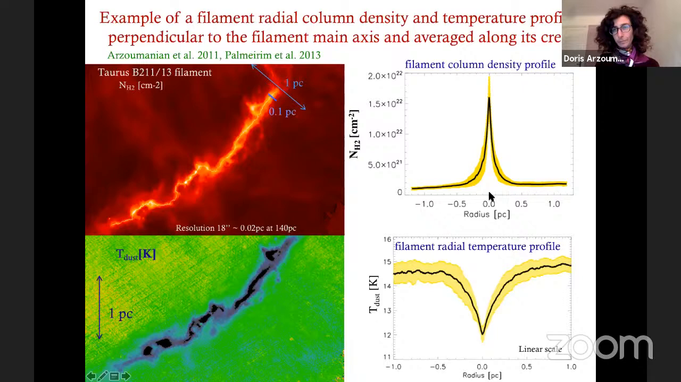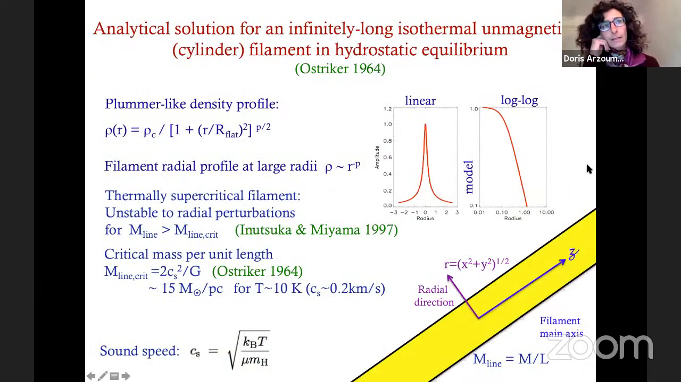And then what we can do is to model this observed column density profile. And for that, what we do is to consider that the filament is cylindrical. It's elongated and cylindrical and can be described with such a density profile, which is called a Plummer-like profile, where rho_c is the central density and R_flat is the flat inner part, and then here the p is the power law at large radii. And so at large radii the density decreases as r to the minus p.